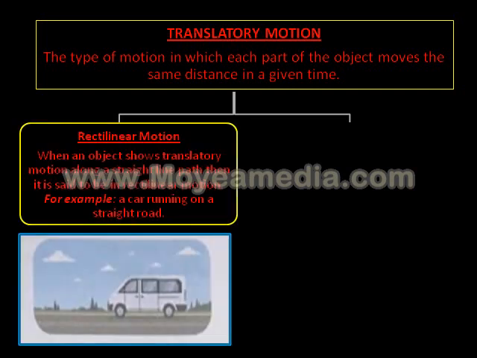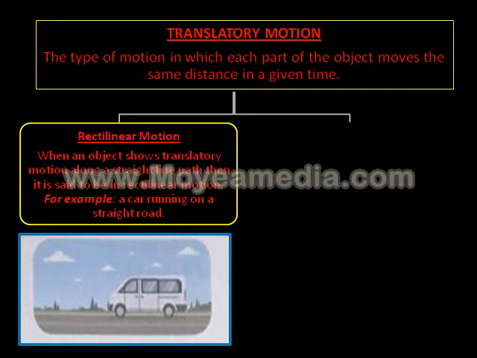The first type is rectilinear motion. When an object shows translatory motion along a straight line path, then it is said to be in rectilinear motion. That is, the path on which the body is moving is a straight line. For example, a car running on a straight road without any curve in between represents a rectilinear motion.